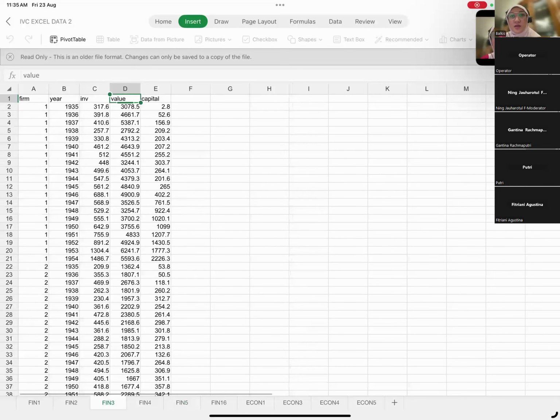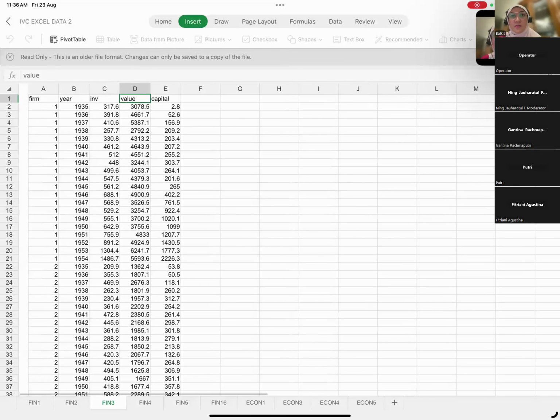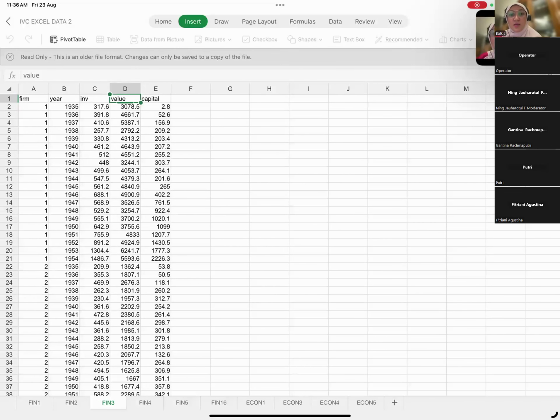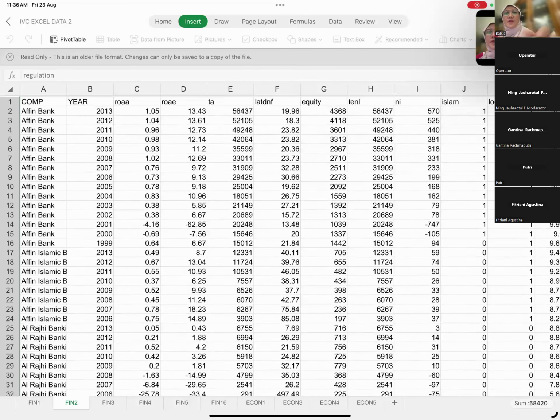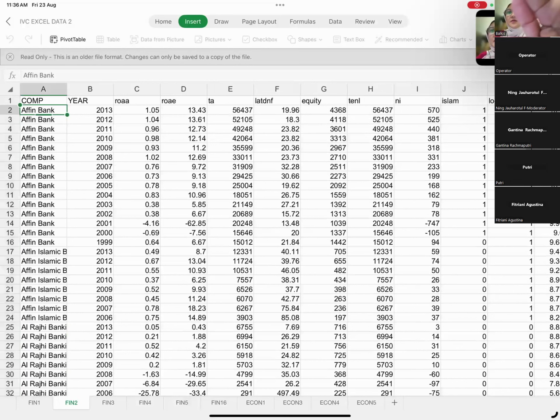Let me check. Di sini semua balanced panel data. Here, this is unbalanced panel data. If you look at the company and year, for example, Affin Bank. Affin Bank data started 1999 until year 2013.